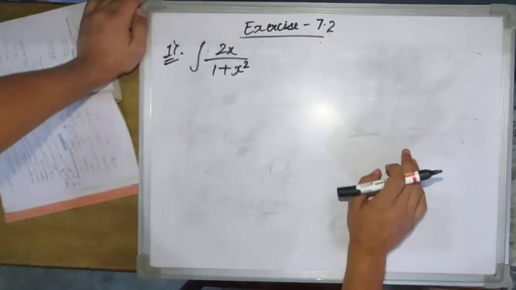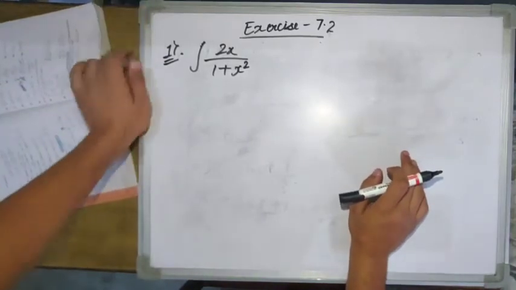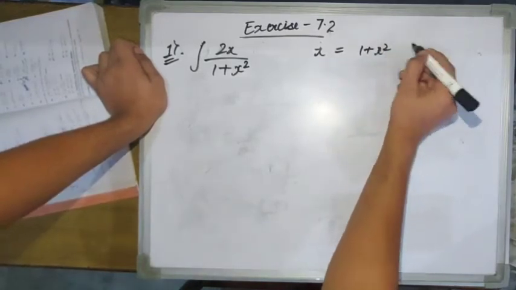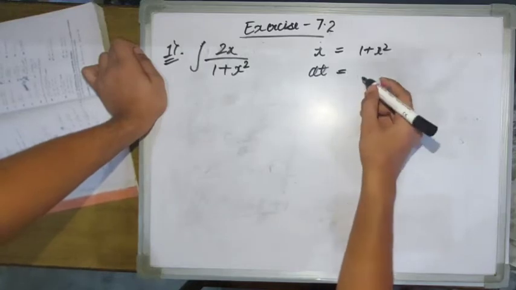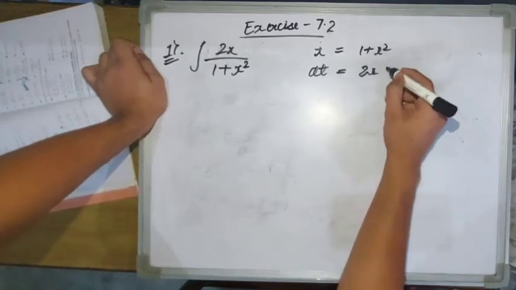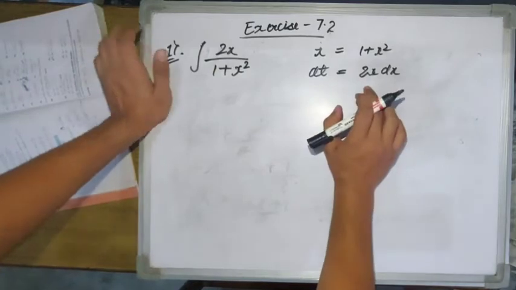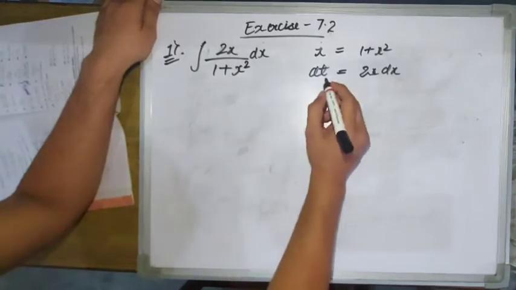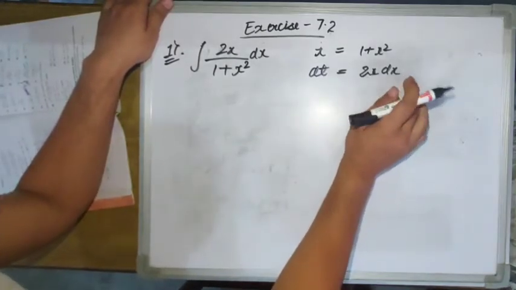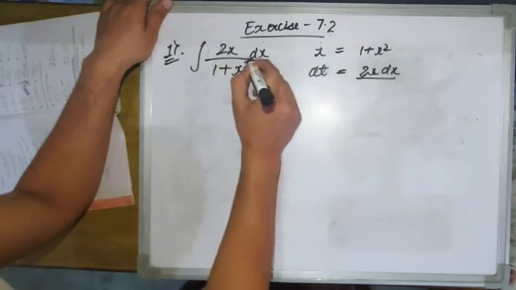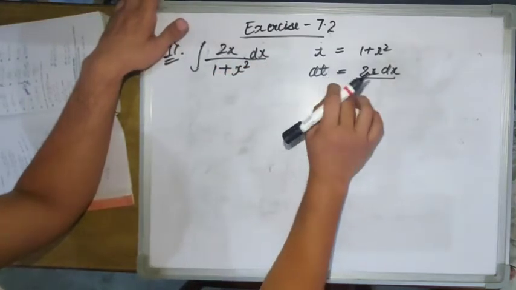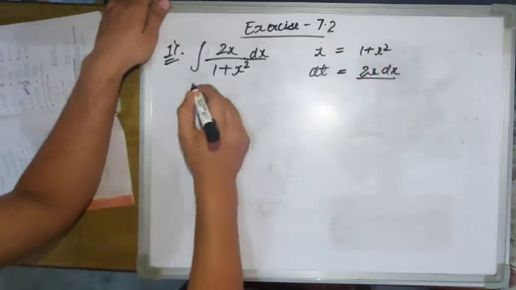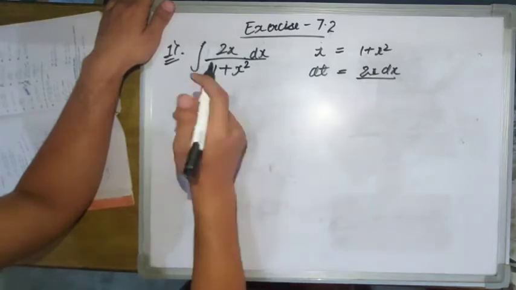This complete exercise deals with integration by substitution. So I'm taking t equals 1 plus x square, and the derivative of t will be 2x dx. This is the value of dt equals 2x dx. We can say that 2x dx, which is present here, equals dt, and the value of 1 plus x square equals t. So I'm going to substitute these terms in this equation number 1.